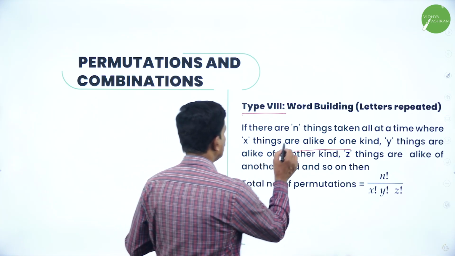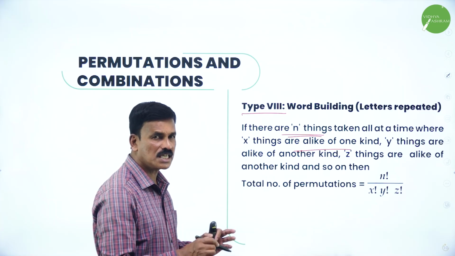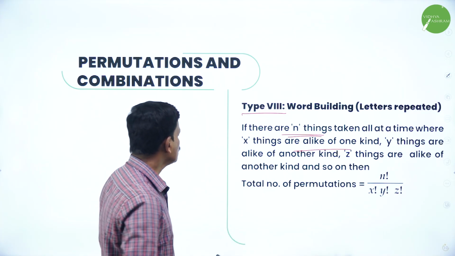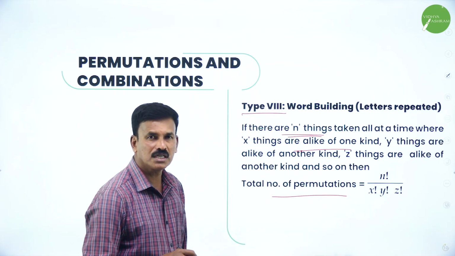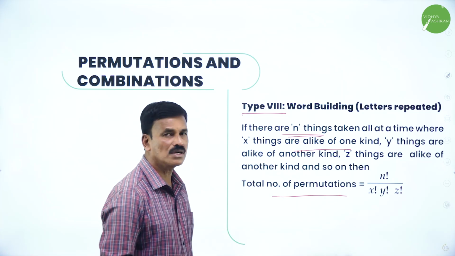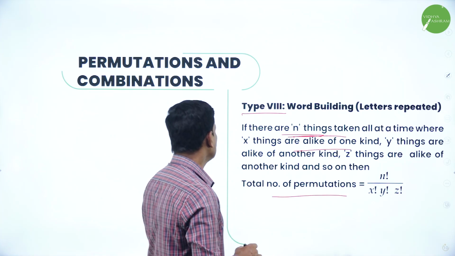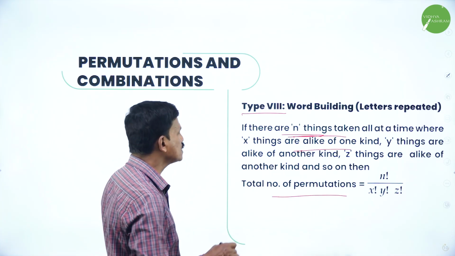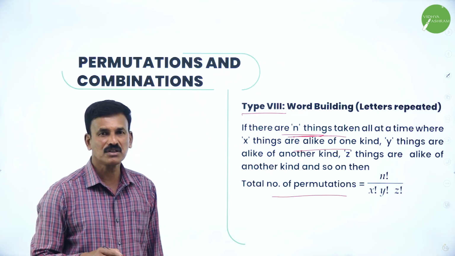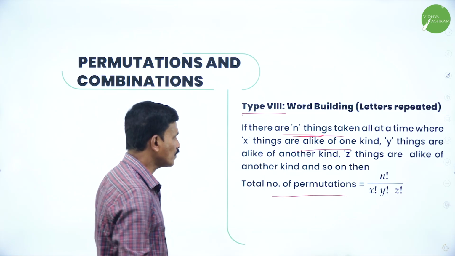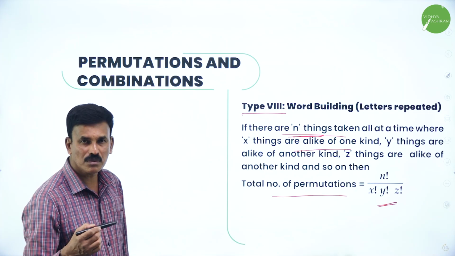So if there are n things in which x, y, z are of the same type, then the number of permutations is equal to n factorial divided by x factorial into y factorial into z factorial. So if n things are taken all at a time where x, y, z are different kinds, then the total permutation is equal to n factorial divided by x factorial into y factorial into z factorial. Now based on this, let us take a problem.